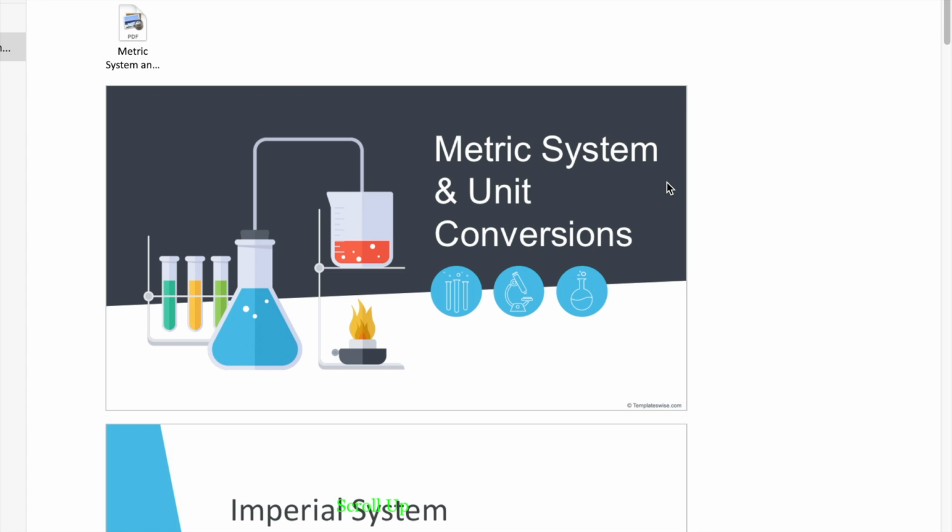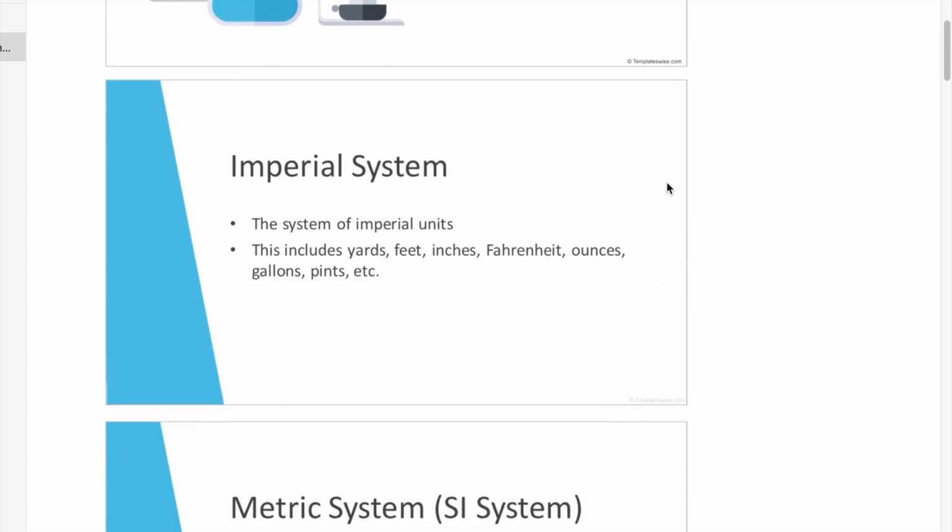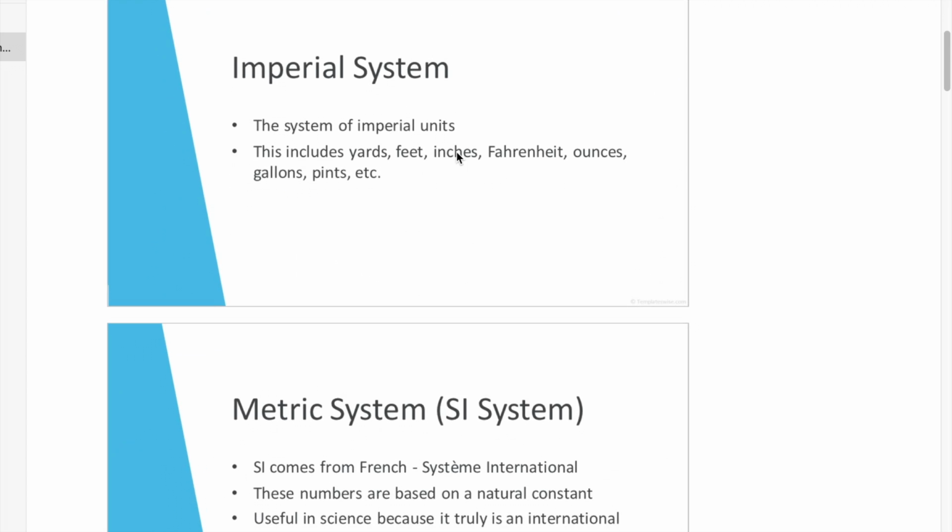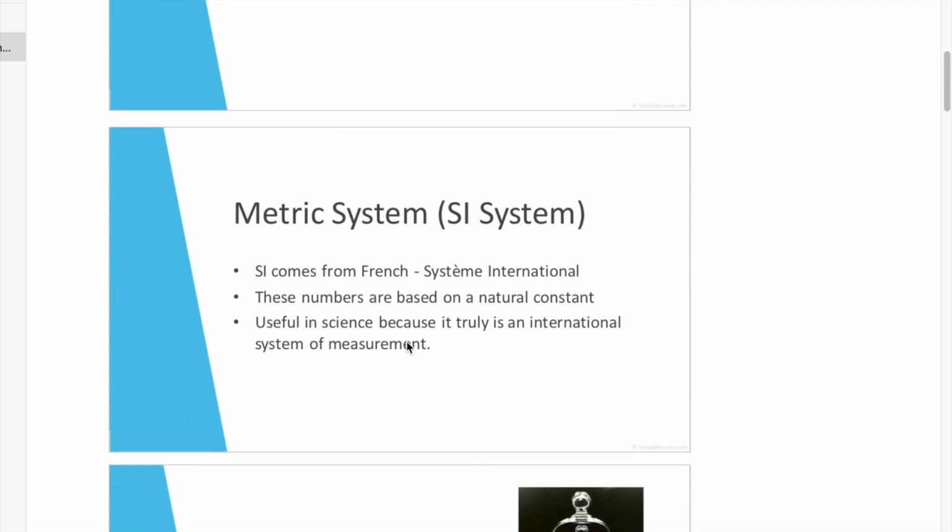Today we are going to go over the metric system and unit conversions. To start, there are two main systems that the world uses for units. What we use in the US is called the imperial system. That includes yards, feet, inches, Fahrenheit, ounces, gallons, pints. But that's not actually the system most people in the world use. Internationally, everyone typically uses the metric system, and in this class, we're going to be using the metric system.